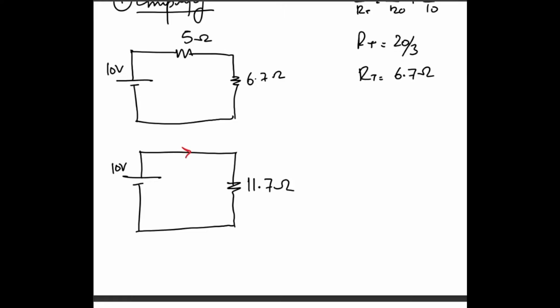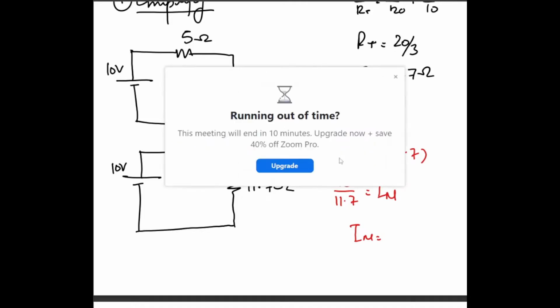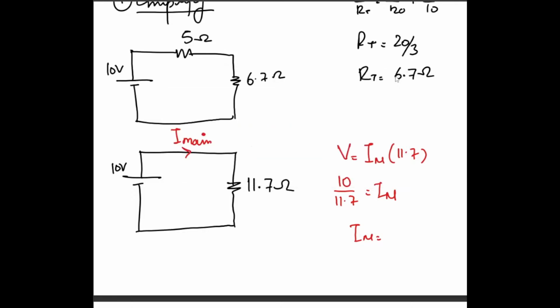Now I want to find out my I main, the current generated by the battery, and for that I need the circuit to be simplified to a single resistor and a single battery. Now I can find the main current as V equals IR, that is 11.7. The voltage that I have is 10 volts, so 10 divided by 11.7 equals I main. Please use the calculator to find it, side by side. So 10 divided by 11.7, I'm getting 0.85. Yeah, 0.85. All right, so I'm getting a current of 0.85 amperes.